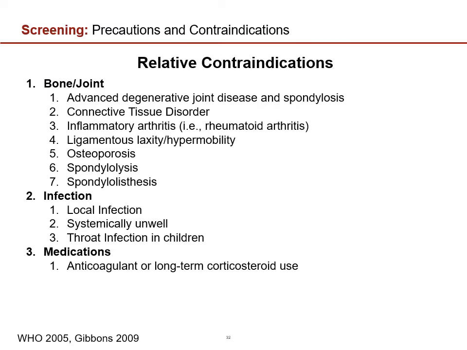Okay, very similar categories to what we saw with the contraindications. So bone and joint, so advanced degenerative diseases, connective tissue disorders. Again, you're going to want to, as a clinician, kind of risk stratify this person and the appropriateness of whether spinal manipulation would be beneficial. An example here would be osteoporosis.